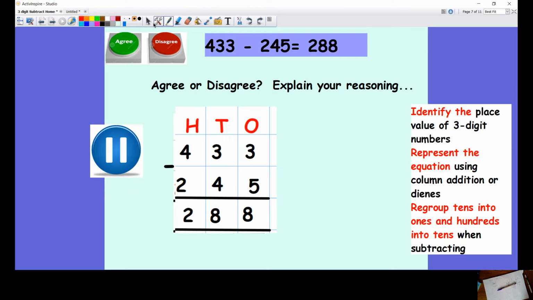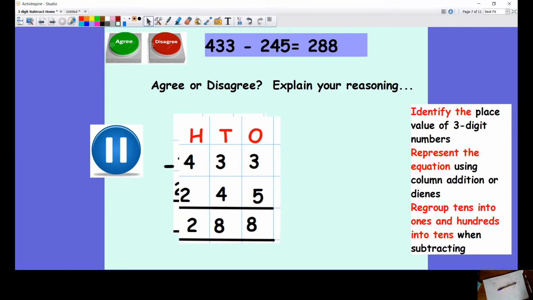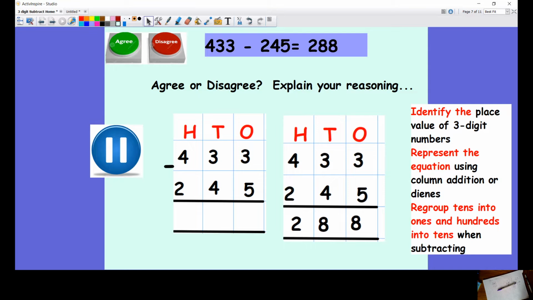Brilliant. Now, hopefully you will have said that you disagree, but why do we disagree? So let's have a look. I'm going to do it in pink to show the difference here. So they're all in the place value here. It's in my column subtraction. So 3 ones take away 5 ones. Can't do that. So I need to regroup from my tens.